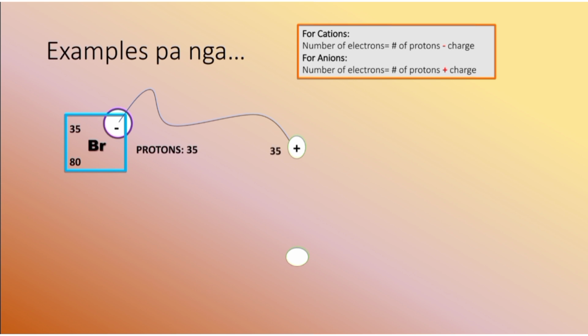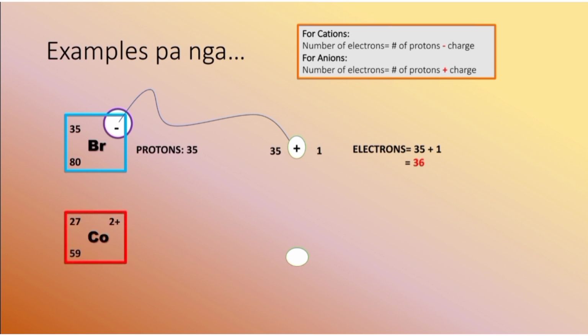So, ilan yung protons natin? 35. Saan kinuha? Doon sa atomic number na 35. Plus na tayo. Ilan yung ipa-plus natin? The answer is isa lang. Kasi 1 lang yung ibig sabihin dyan. Yan sa may bilog ng purple na yan, diba? That's negative. Hindi lang isinusulat yung 1 because it's understood. So, kapag in-add natin, therefore, we'll get 36 as the number of electrons.